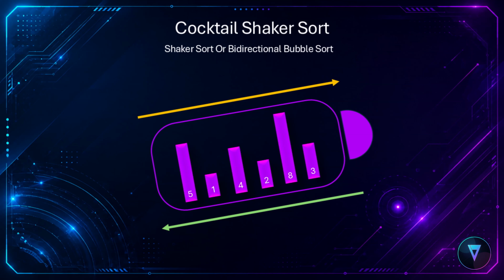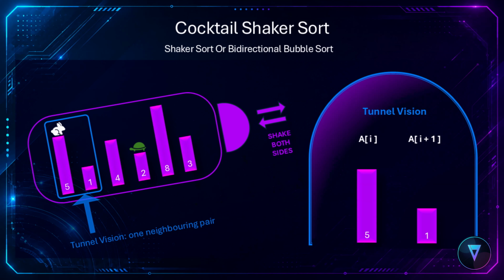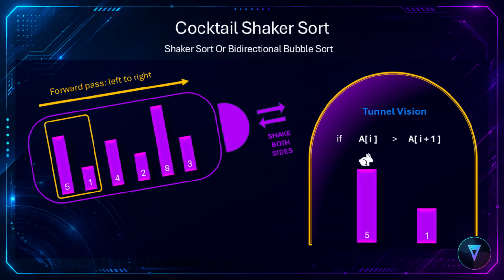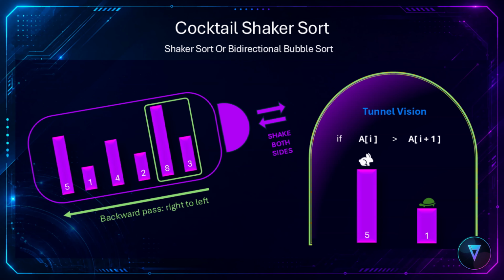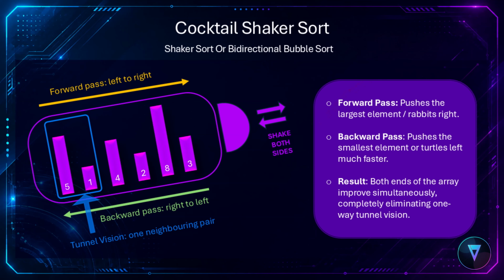The core idea is still tunnel vision. The algorithm only compares two neighboring elements at a time. That means it looks at A[i] and A[i+1]. If the left value is bigger, we swap. Large values behave like rabbits. They jump quickly toward the right. And small values behave like turtles. But this time, the backward pass helps them crawl left much faster. Let's now set up the sorting engine and walk through the pseudocode line by line.